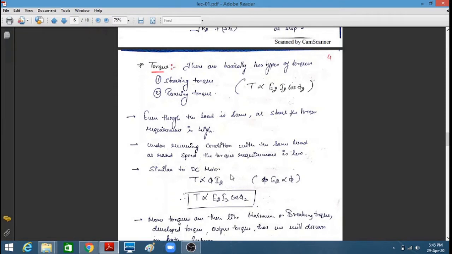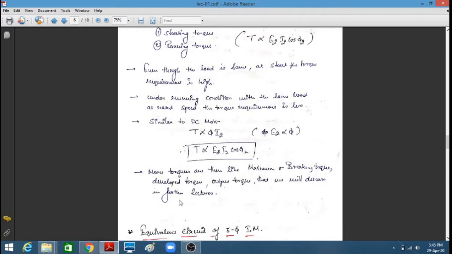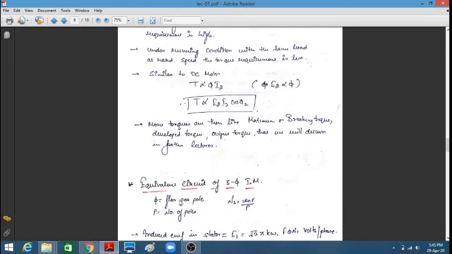In DC motors, we have seen that the torque is directly proportional to flux and current. Here also the flux is directly proportional to the EMF induced on the rotor side. So E2 and I2, and there is one factor in this induction motor which was not there in the DC motor, that is power factor. We will be deriving this in further lectures. More topics are there, like maximum or breakdown torque, developed torque, output torque, that we will discuss in further lectures. Okay, now let's first develop our equivalent circuit of the three-phase induction motor.